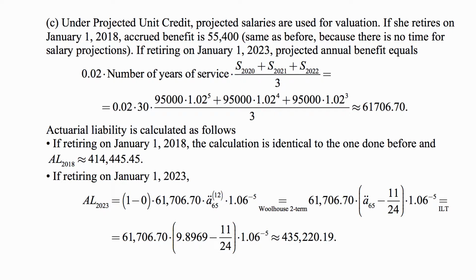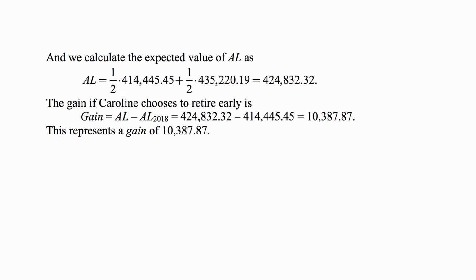But this value is calculated at 2023. To bring it to today's valuation, we need to discount it over 5 years. And again, we only discount for interest because we are told there are no exits prior to retirement. Normally, you would have to account for probability of survival as well. Then we use the Woolhouse two-term formula to write A double dot 65 up to 12 to be A double dot 65 minus 11 over 24. We look up A double dot 65 in the illustrative life table, and it's 9.8969. So we plug in all the numbers and we get the accrued liability for retirement in 2023 to be 435,220.19.